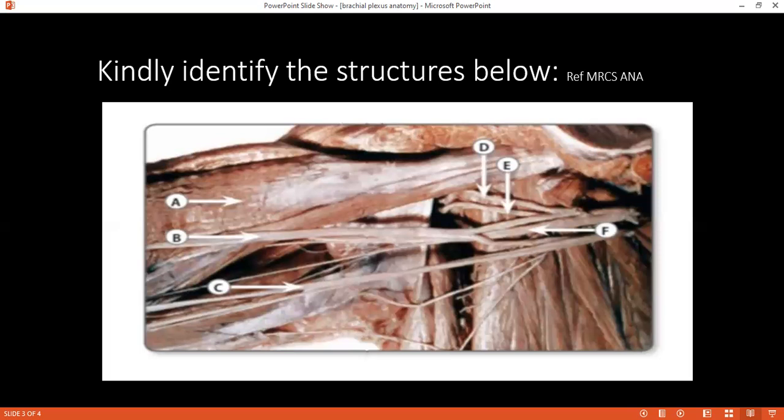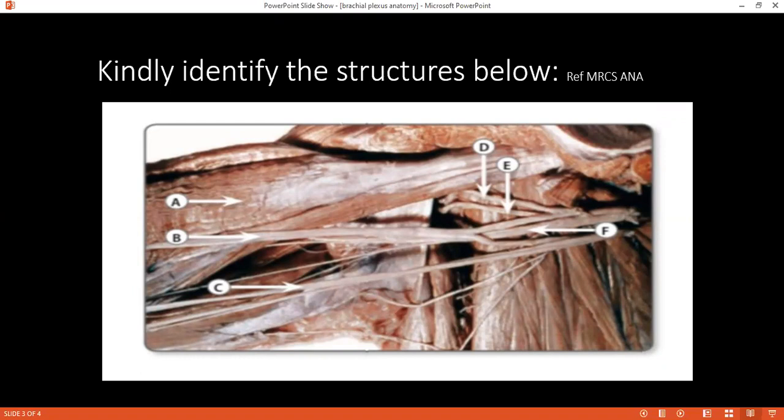Can you please tell me what are the nerves which arise from the roots? Dorsal scapular nerve and long thoracic nerve. And there is another third one as well, nerve to subclavius. So three from the roots.